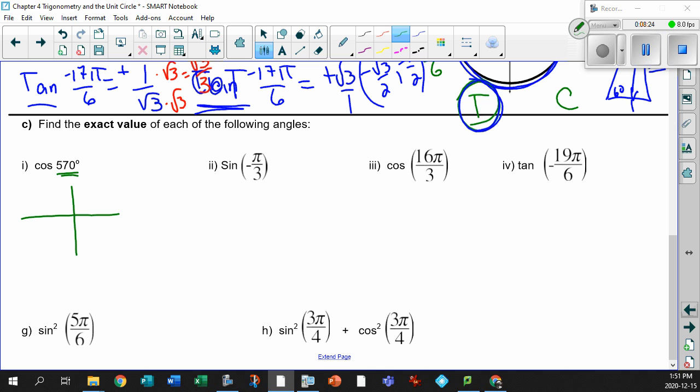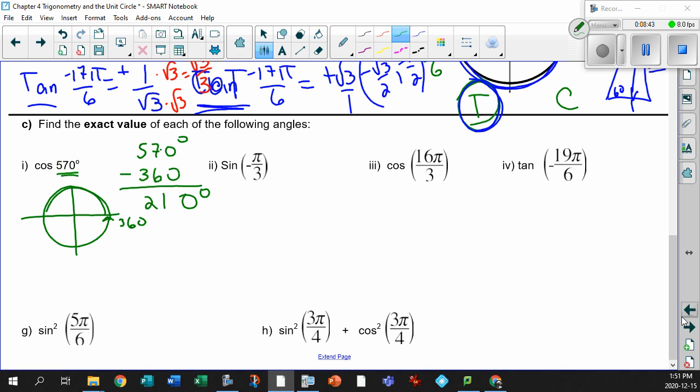Obviously, you're way over. So 360 degrees is all the way around to here. There's 360. Now, how much over are we? I don't know. So why don't we just go 570 degrees minus the 360. Let's see what we have left. That's going to give you, oh, I'm at 210 degrees.